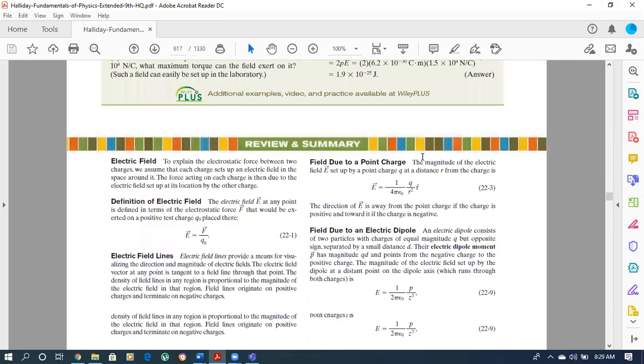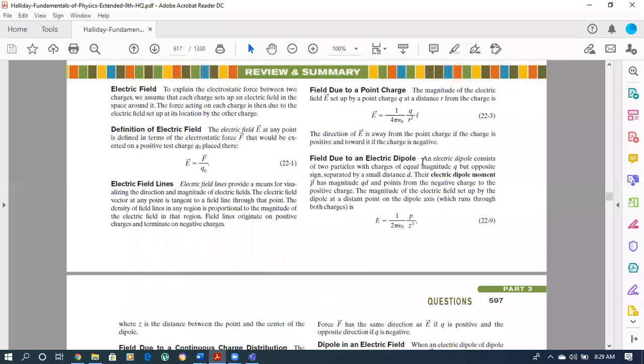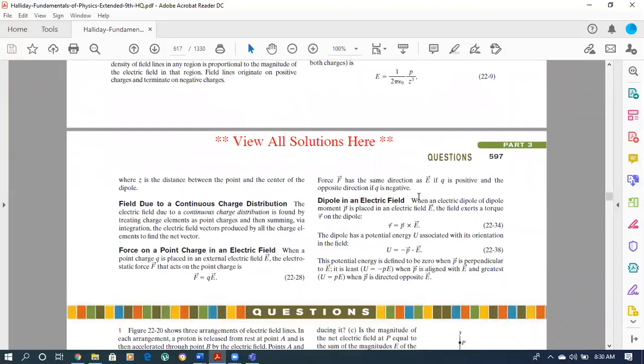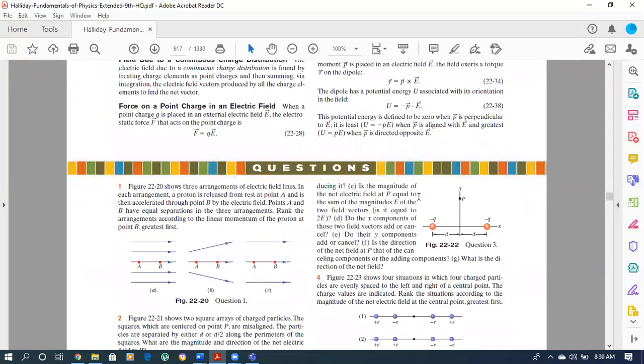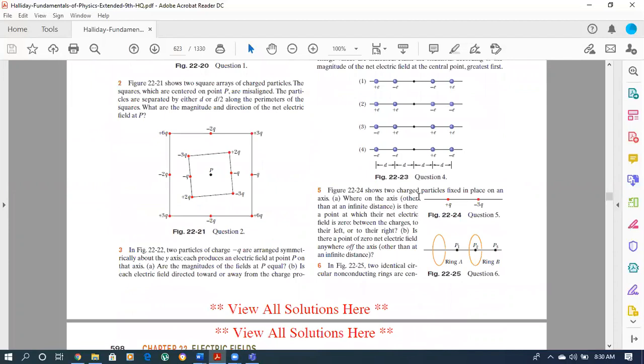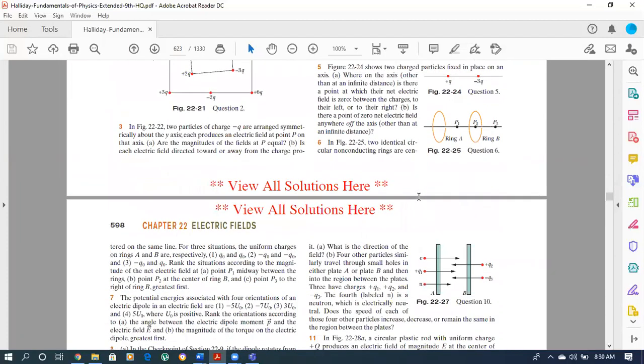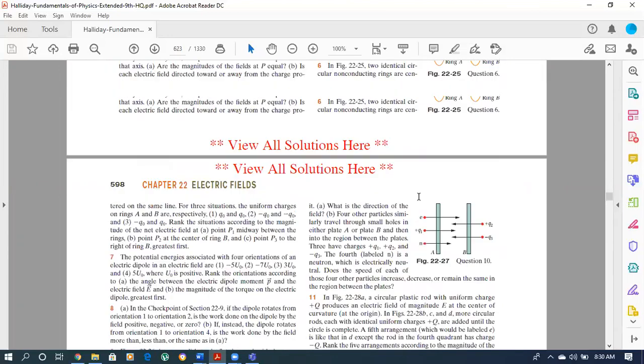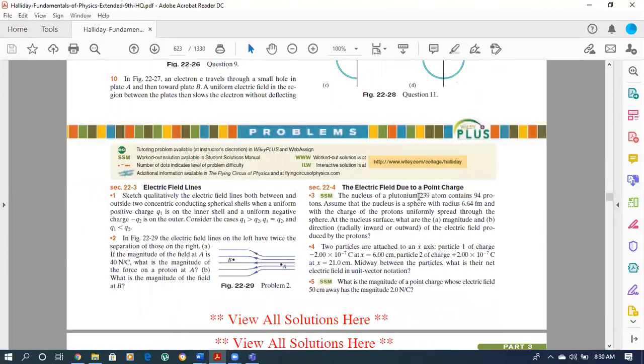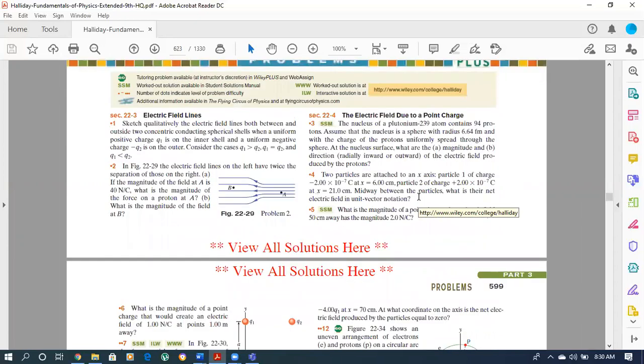Now at the end we see how to solve problems. The summary of this chapter is also given at the end, under review and summary. So look at the problems given here. In the first question, sorry.